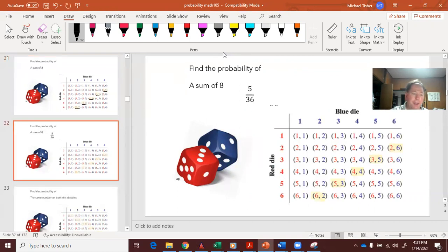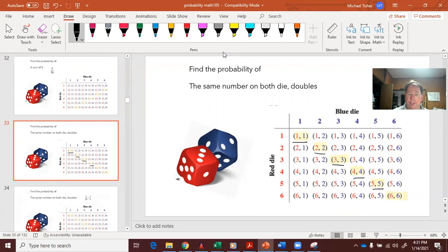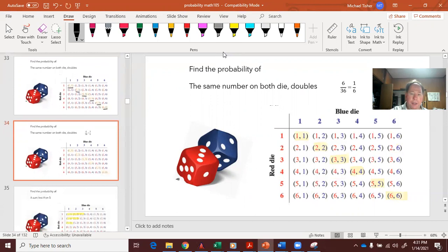5 over 36. Okay, now suppose we want to get the same number on both dice, which is called doubles. Well, we have 1 and 1, 2 and 2, 3 and 3, 4 and 4, 5 and 5, and 6 and 6. That's going to be how many ways? That's going to be 6 out of a total of 36 ways. So the answer is 1 over 6.